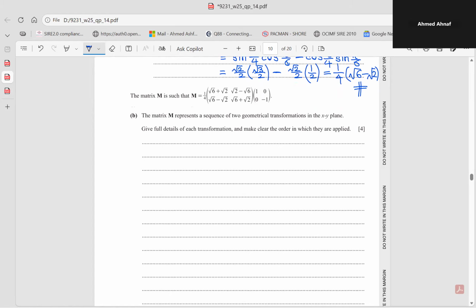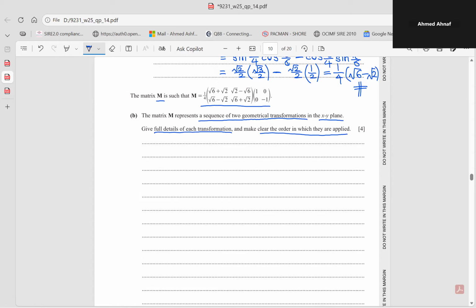Okay, so for the next part, we are told that the matrix M is equal to this product of two matrices. And in part B, we're also told that M represents a sequence of two geometrical transformations in the XY plane. So we have to give full details of each transformation, and also state the order in which they're applied. So first of all, let's see what these two matrices can mean.